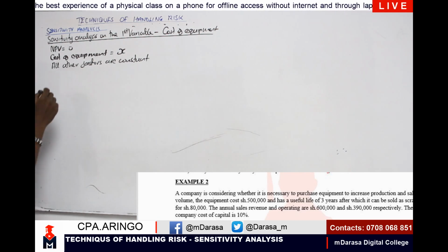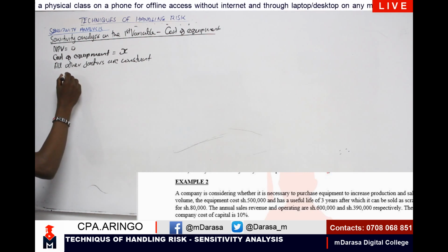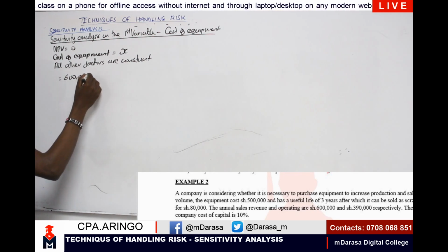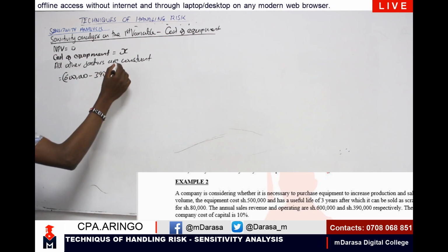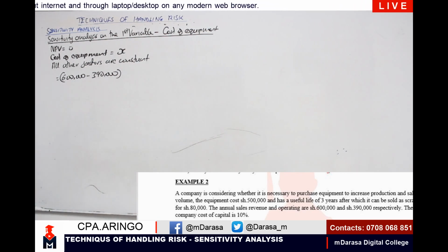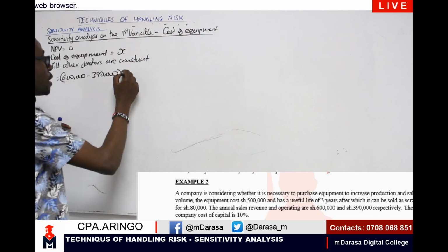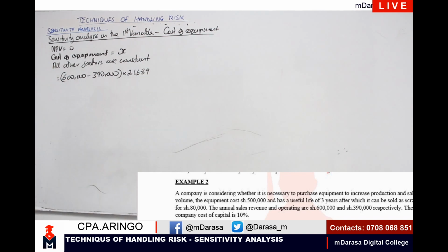So what should we be having? I should be having our revenue, which is 600,000, minus our operation cost, which is 390,000, times the present value interest factor annuity, which we determined to be what? Present value interest factor annuity, my good students, you had computed it to be 2.4869, right? I believe that is what you had computed.